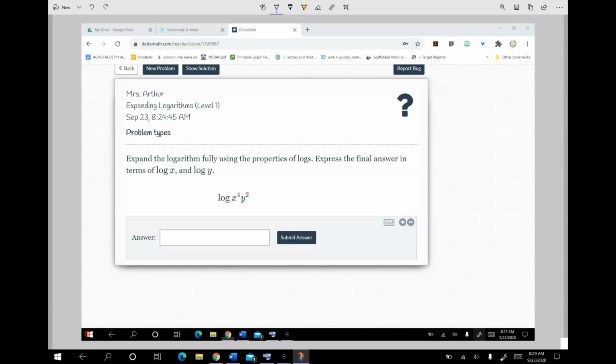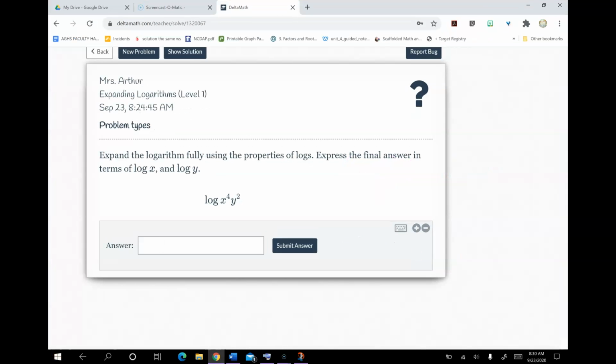Alright. So this one, I want to expand it. I've got 2 things going on here, so I'm going to have 2 logs. So I've got log of x to the 4th, and I've got log of y squared. Now, they're being multiplied, so we're going to add them. And then you have to take those exponents and move them to the front. Told you so. So I'm going to have 4 log of x plus 2 log of y.